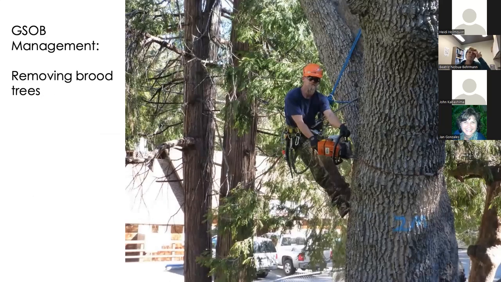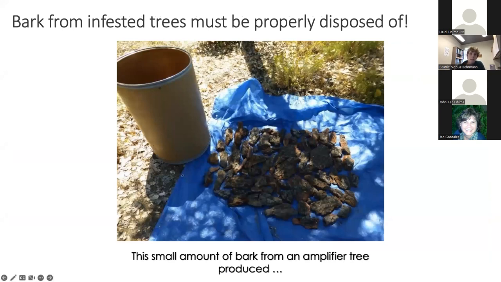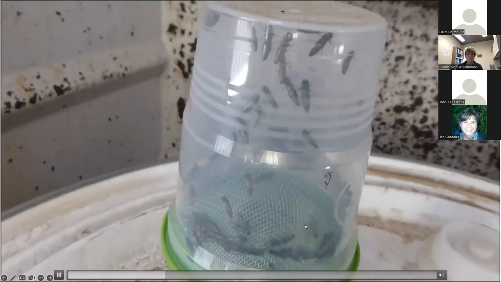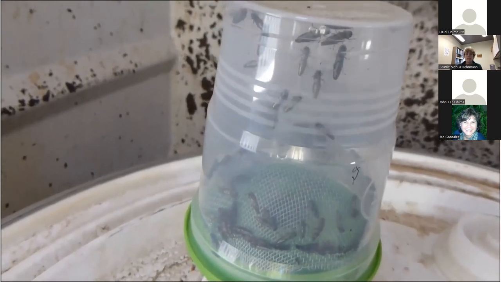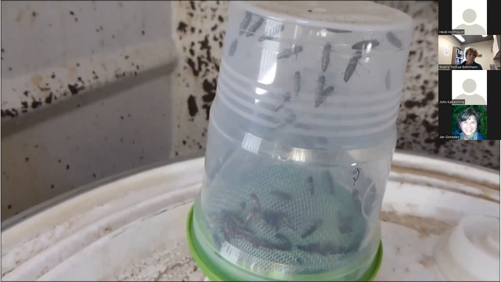So in the case of brood trees, as I say, removal might be the best option. And when we do that, we have to remember that we still have pupae and larvae in the bark of that downed wood that comes from the removal of the amplifier trees. To give you an example, this little amount of bark that came from an amplifier tree produced all of these beetles. Actually, it was 186 adult beetles that came from that little amount of bark. So really, we need to do something with that wood to prevent the spread of the pest.